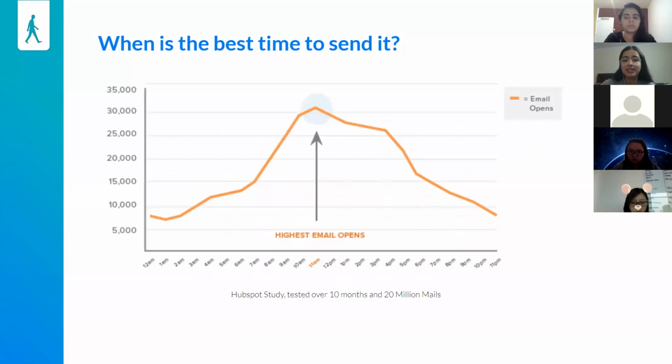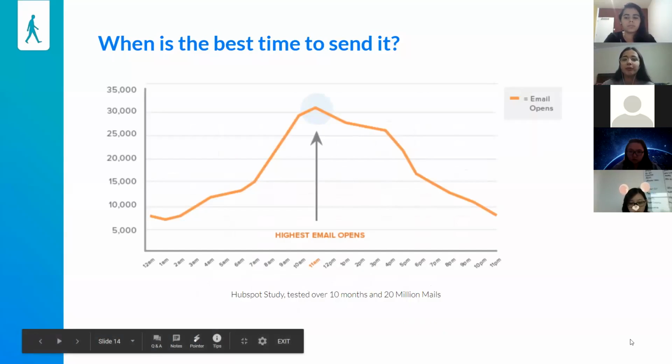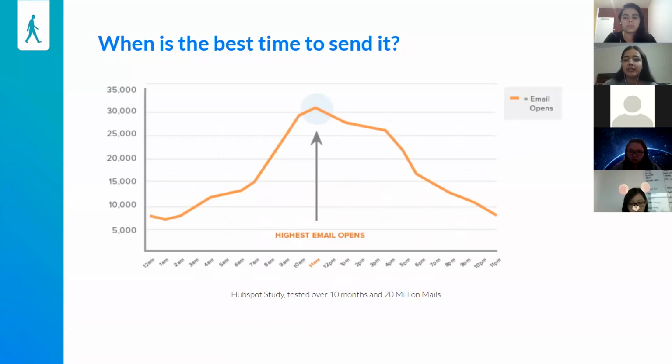And what is the best time of day to send it? Generally, 9 a.m. to 12 p.m. is a very, very good time to send emails because that's when people generally get into the office. They open their emails, they check their system for the day. And the optimum time, as found by the HubSpot study, is 11 a.m.